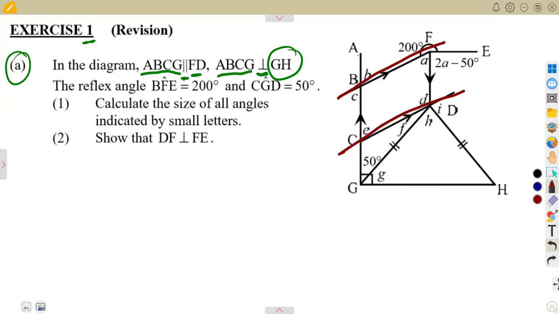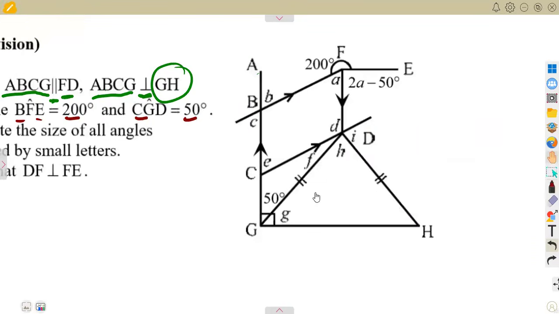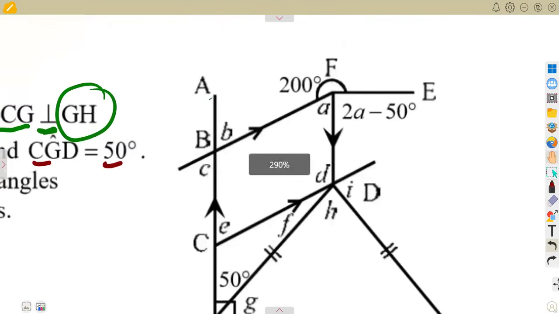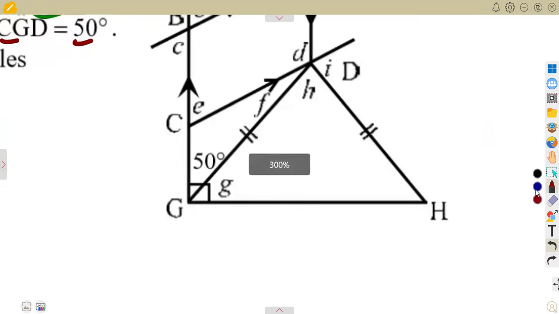They are also parallel. So you have to consider everything that you know about your parallel lines. So given the angle BFE, which is 200, and also CGD, which is 50 degrees, from our diagram we can see this is our reflex angle of 200 degrees. And also we are given this angle CGD, which is 50 degrees. This is the one that we are given here.